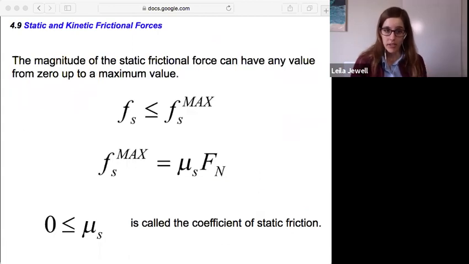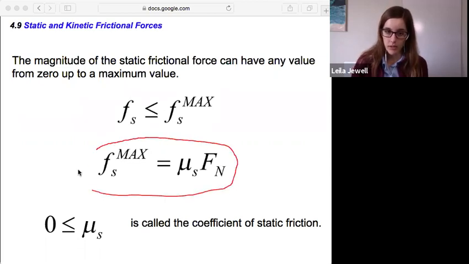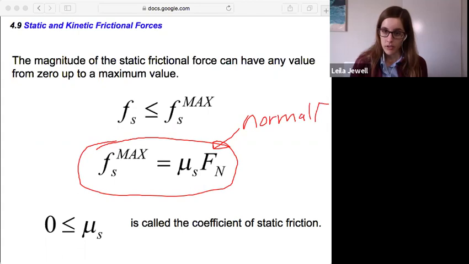That's what's shown mathematically here: the magnitude of the static frictional force can have any value from 0 all the way up to this Fs max, the maximum static friction value. In practice, this is the one that we will often calculate, Fs max, because we can calculate it with mu sub s times the normal force. Once again, this is not the net force, but the normal force. So just want to write that.